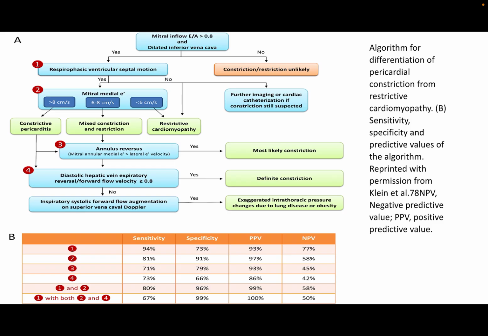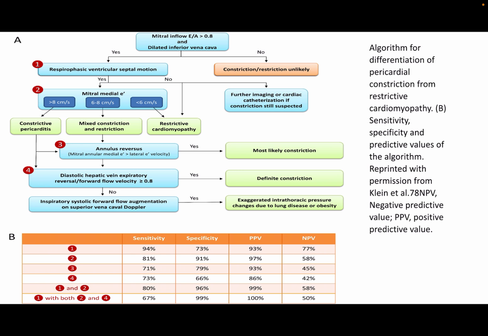Constrictive pericarditis versus restrictive cardiomyopathy. One of the great diagnostic dilemmas in cardiology. Both present with elevated filling pressure, dyspnea, and edema. Both can have similar mitral inflow patterns, and the distinction matters enormously because constrictive pericarditis is surgically curable.